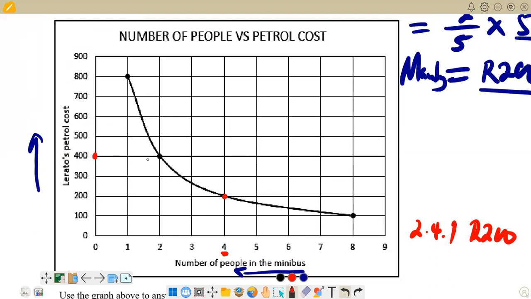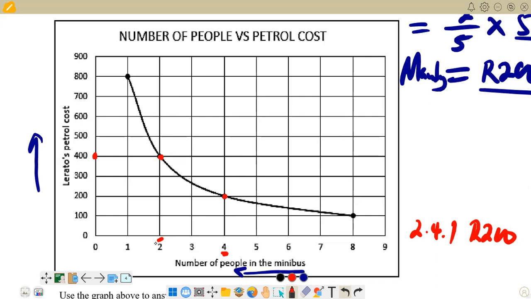We go this side, then where it's touching the curve, where we have this dot, we end there, and then we go down straight to the horizontal axis to see which figure we have. We are now here. We have got a 2, so we have got two people representing this petrol cost of 400. So we have 2 people.